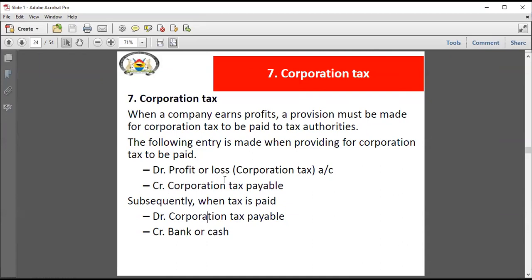Provide by debiting your P&L because it's reducing your profits. It's more like an expense would be, and credit your corporation tax payable. So that when you present your financial statements, somebody is able to tell that, okay, even with this amount of profit, this is an amount that is yet to be paid to the tax authority. Like I said, at that point in time, you've not paid because of the leeway that the tax authorities give you to pay after a certain period of time, like after 6 months. So that shouldn't worry you. And then when we pay, you've seen: debit corporation tax payable and credit your cash and bank to recognize that transaction.